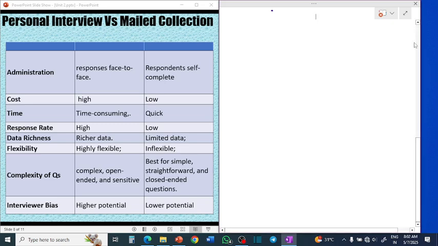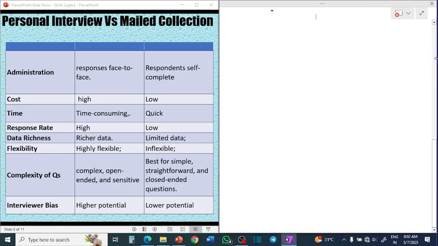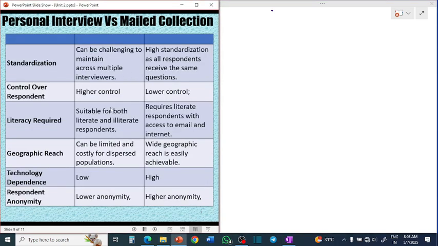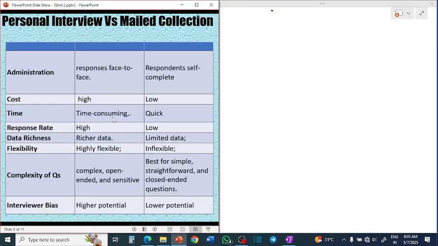So let us start with the first one. First, we will understand the difference between personal interview and mailed collection. If we talk about personal interview versus mailed collection, the first difference that we can see is administration, meaning how do we collect the data? When we go about a personal interview, the responses that we collect are always face to face. That means we meet the person and collect the data.